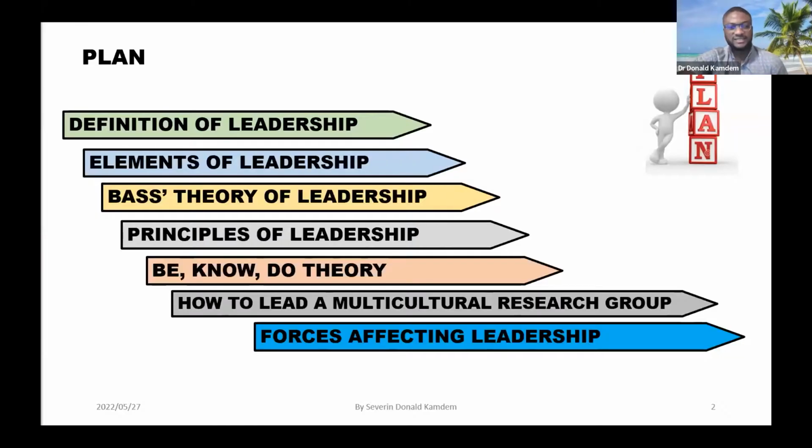So to make this discussion exciting, we will first define leadership and give some elements of leadership. Then we will talk a little bit about the base theory of leadership, the principles of leadership, the be, know, do theory. We will see what that is. And we will end by seeing how you lead in a multicultural and multidisciplinary research group and what are the forces that affect such a context.